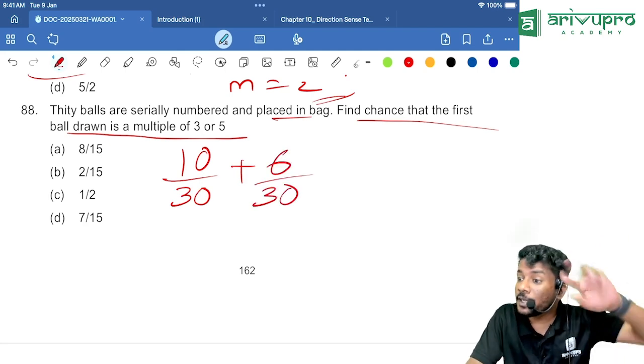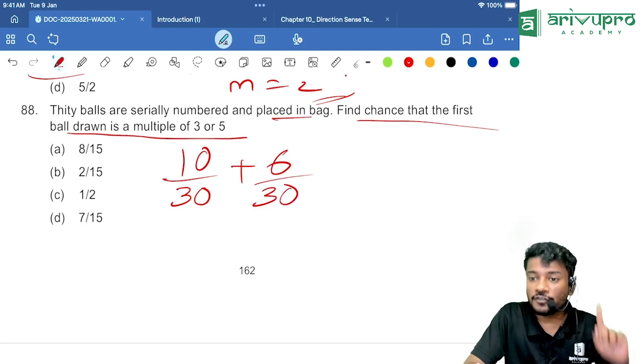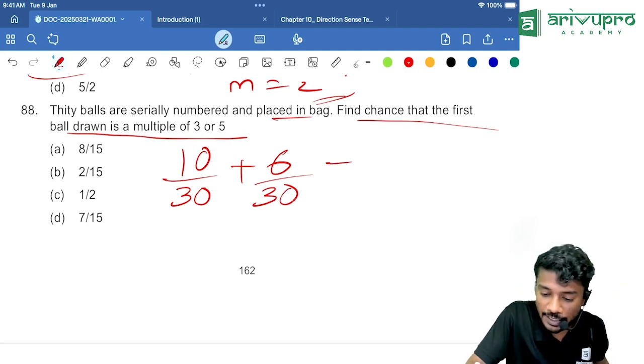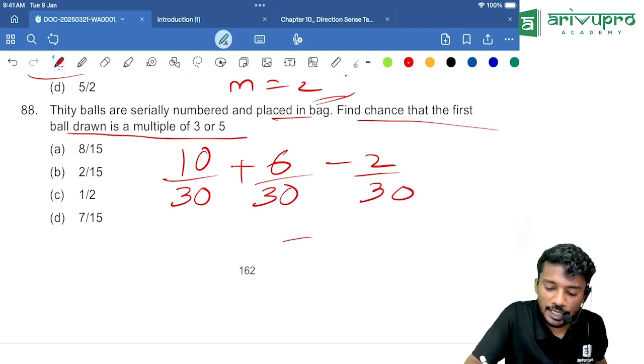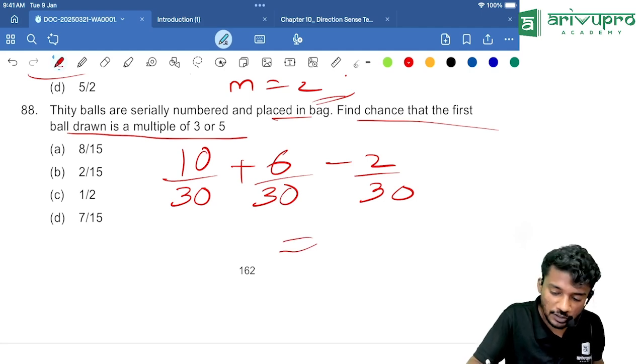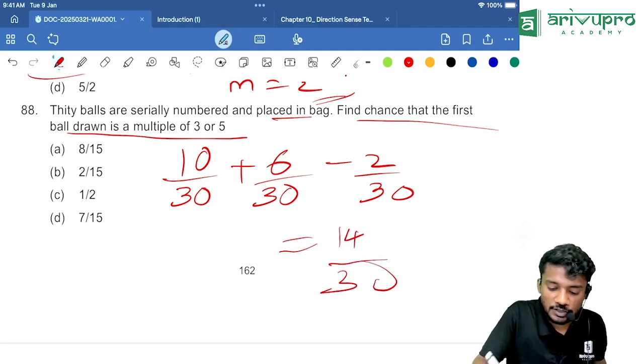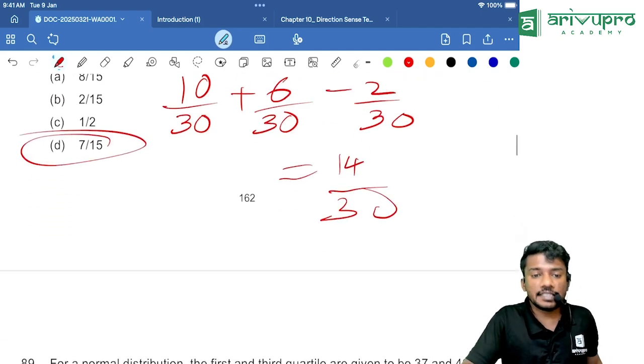Which is divisible by both of them? 15. Yes, 15 is there, so 2 by 30 is to be subtracted. Answer is how much? 14 by 30. Answer is 7 by 15, cancelling it with 2.